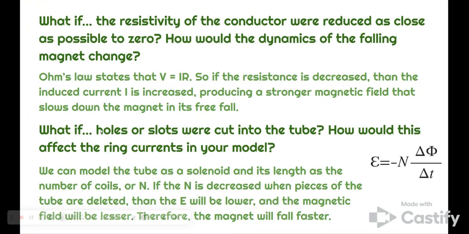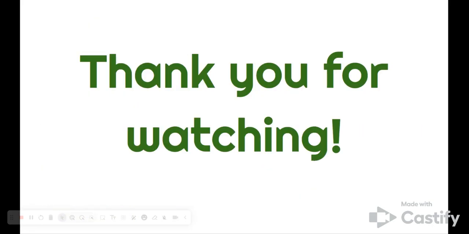And then what if there are holes or slots cut into the tube? For this, we're going to refer back to the Faraday's law formula that we had started with. Basically, if there are holes or slots, we're using fewer values of n. And if n is decreased, when the pieces of the tube are deleted, then E will be lower, the magnetic field will be lesser, so there's less force acting to slow the magnet down, and therefore it will free fall faster. Thank you for watching.